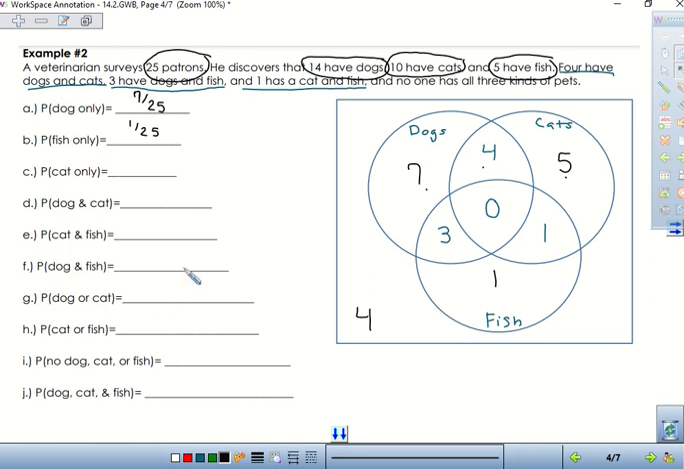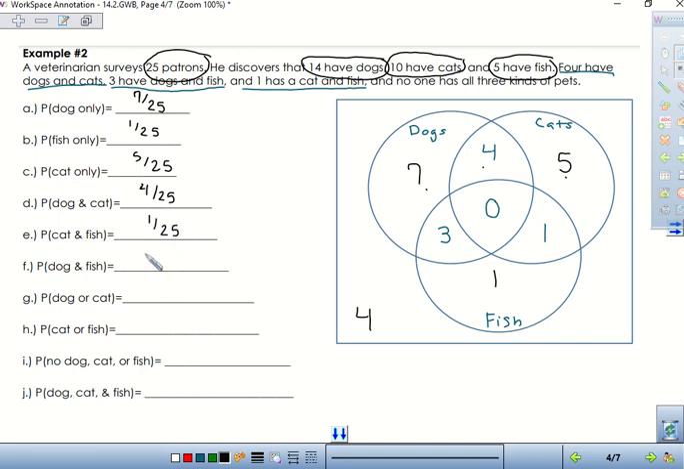What is the probability of having only a cat? 1/5. Yep. What is the probability of strictly having a dog and a cat? 4 out of 25. What is the probability that you have a cat and a fish? 1 out of 25. Good.